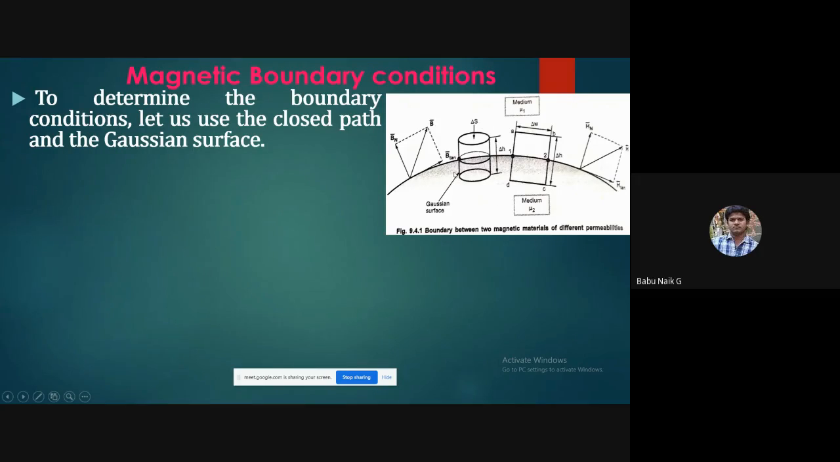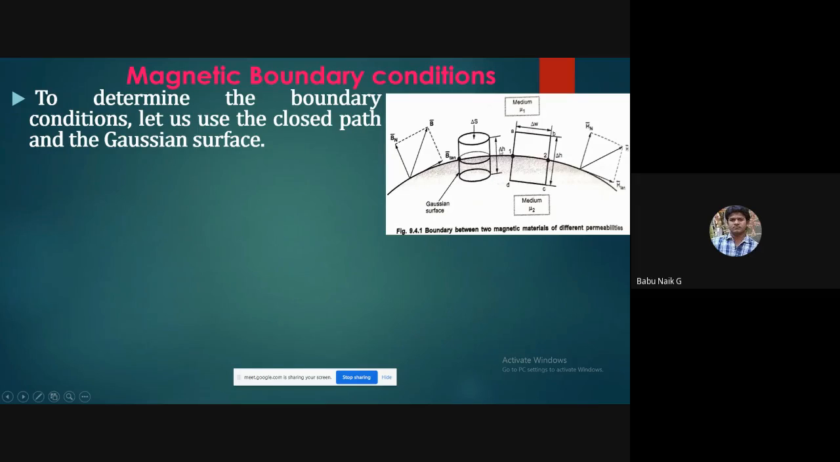The Gaussian surface is a completely closed cylindrical shape. I have put this cylinder on the boundary condition line, so that half of it is in medium 2 and half is in medium 1. The total height of the cylinder is delta h.